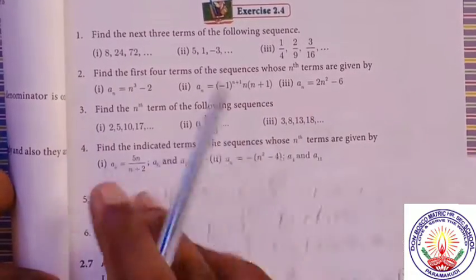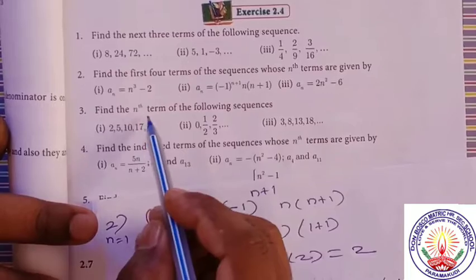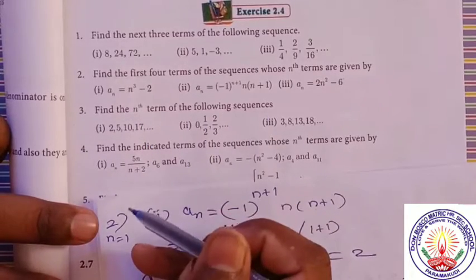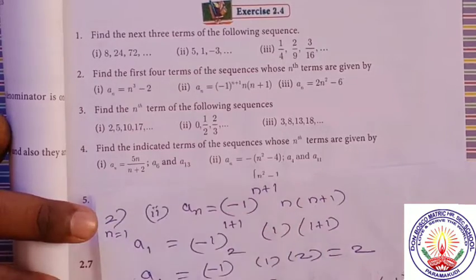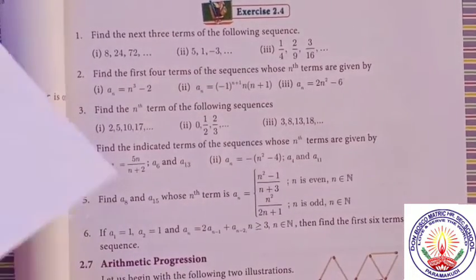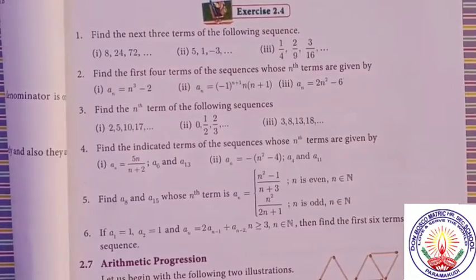Question number 3. Find the nth term of the following sequences. Nth term. So like that we have discussed one example question. Nth term means general term. How to find the general term? We have to observe the pattern. Which pattern is included here?